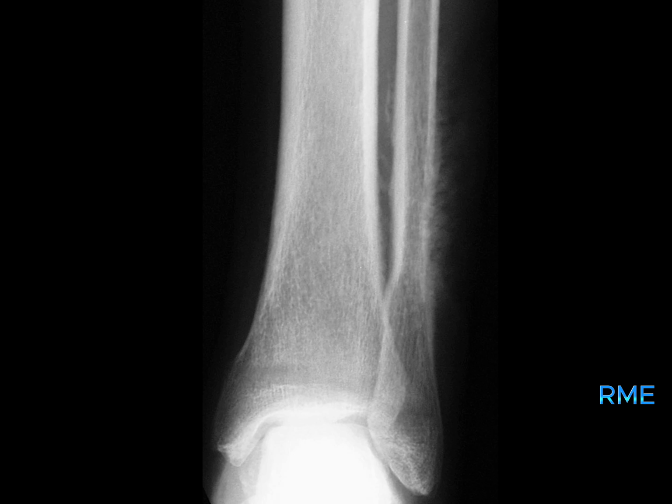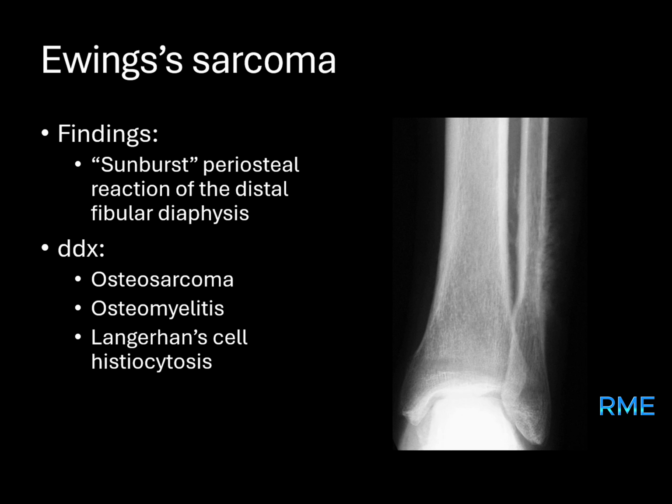What abnormalities can you identify in this image? Here I see a sunburst periosteal reaction of the distal fibular diaphysis. This is indicative of Ewing's sarcoma. Differential diagnoses include osteosarcoma, which also shows aggressive periosteal reaction, but may have more of a Codman's triangle appearance, osteomyelitis, which would have signs of infection, and Langerhans cell histiocytosis, typically seen in younger patients.